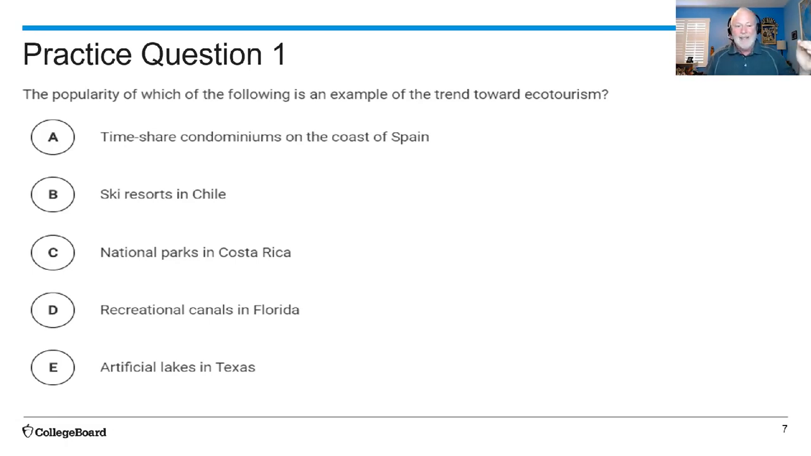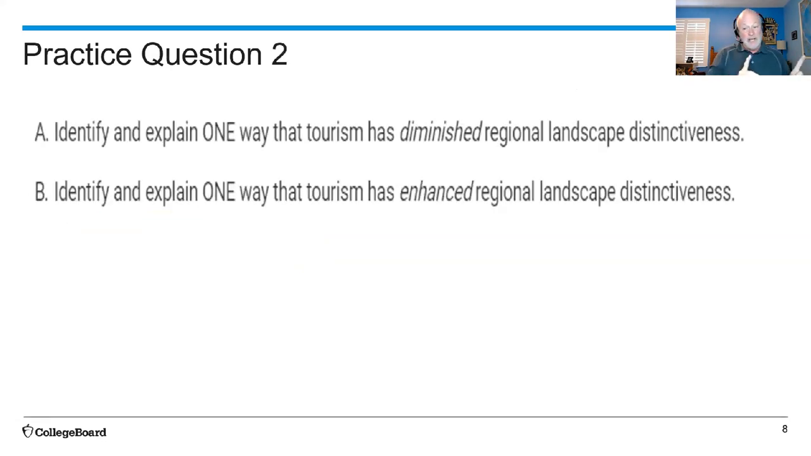Again, man-made. So when we think about ski resorts in Chile, that can be physical, but I'm sure there's been some man-made contouring of the slopes of the mountains, and certainly timeshare condominiums. Those are obviously man-made. Those are buildings. So the only answer really here that's even possible is the national parks in Costa Rica, and people can go and see the flora and the fauna, and do the bird watching, and see the volcanoes off in the distance, and spend time on the beaches, and all of that is that trend towards ecotourism.